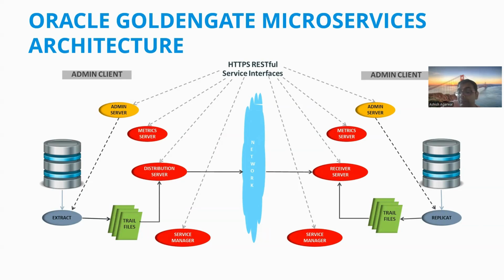The work of the collector process or receiver server is to receive the data which is being sent over the TCP/IP network. The remote trail is written by either the receiver server or the collector process. The work of the distribution server is to read the trail and send the data over the TCP/IP network, where the receiver server or collector process will receive it and write it to the remote trail file. Okay, thank you.